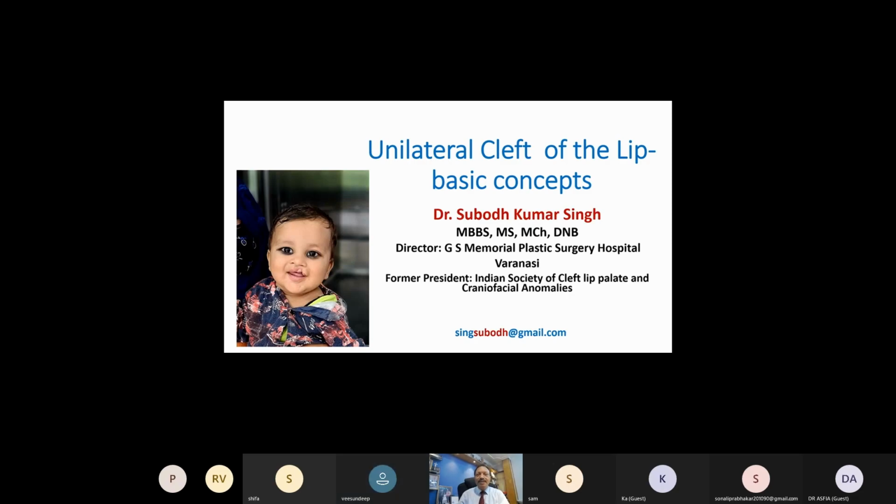So there are certain parts which I will emphasize, which are important to have a basic concept, and there are other parts which I might run through because that is available in your books as well. So let us start with unilateral cleft lip deformity. You can see this child, even with cleft, the children look beautiful, and I love cleft children, and that's why to me all of them look beautiful.